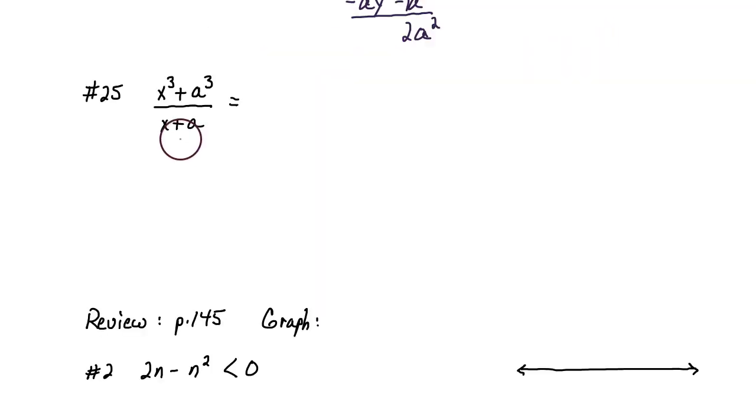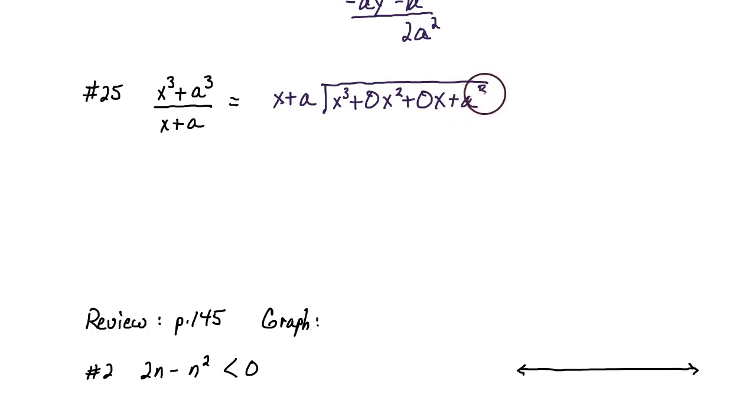For number 25, we're also dividing by a binomial. Let's use long division. X plus a divides into the x cubed plus a cubed. But let's use some placeholder zeros. X cubed plus 0x squared plus 0x plus a cubed. By using the placeholders, this will help us to line up the terms in columns for our subtractions.